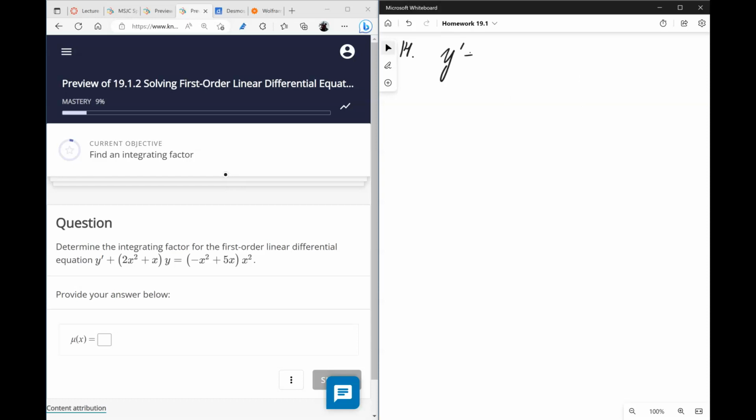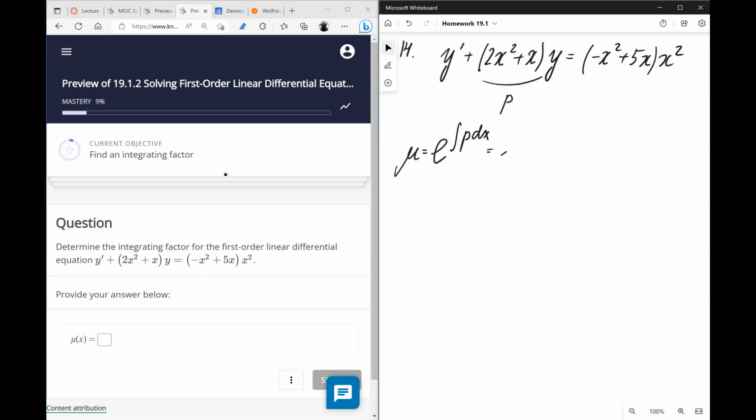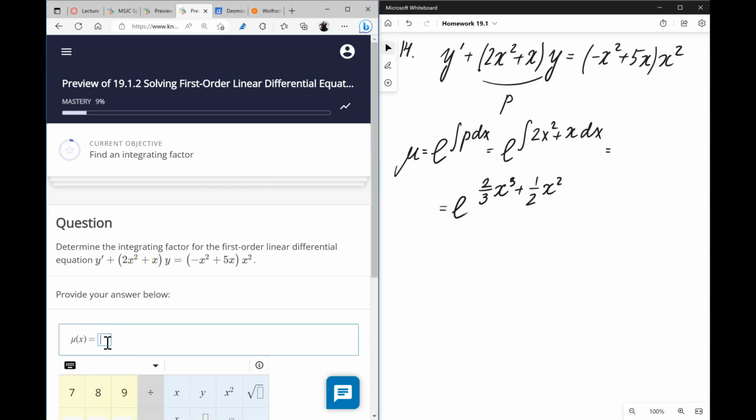Here we are only supposed to find the integrating factor, so let's make sure we don't do anything extra. The integrating factor here is simply e raised to the integral of p dx, which is e to the power integral of 2x squared plus x dx. So it's simply going to be e to the power 2/3 x cubed plus 1/2 x squared, and we can choose c to be equal to 0. So this is my integrating factor.